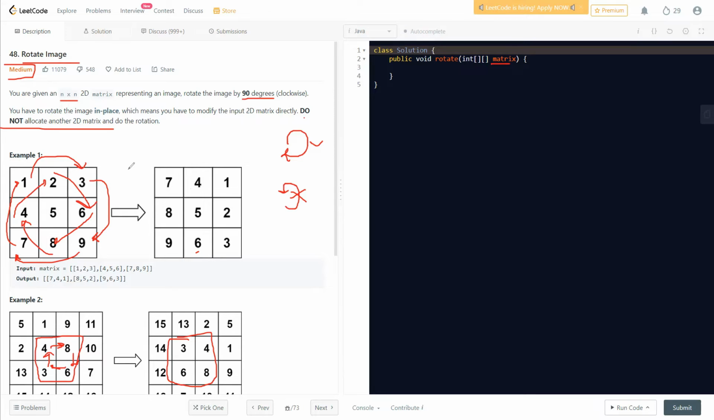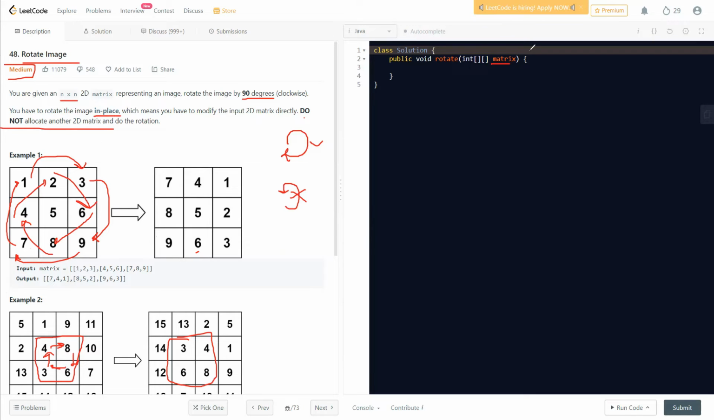There will be a nested for loop running over each of the elements of the m cross n matrix, and with another matrix we took, we'll simply take all the vertical values and place them in a horizontal manner. That's the easy solution. But that's not what they are asking us to do, because they say we should do it in place, like a single matrix should only be used. So how can we do this?